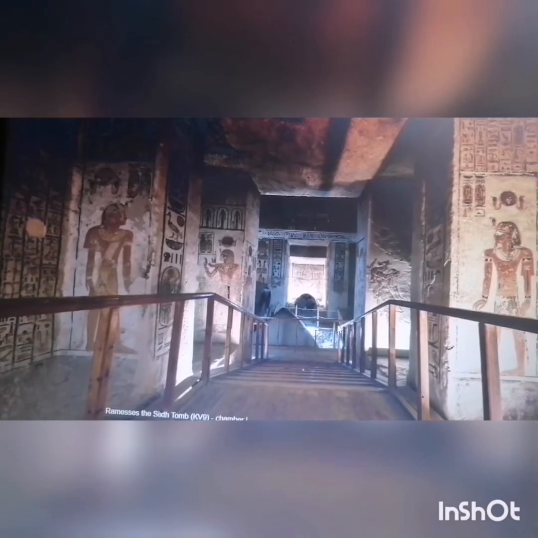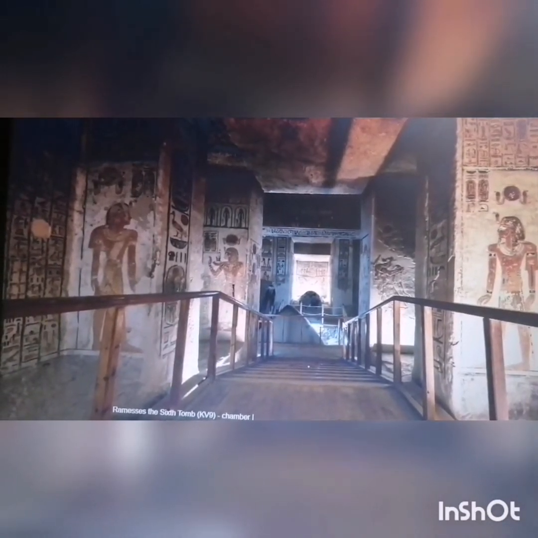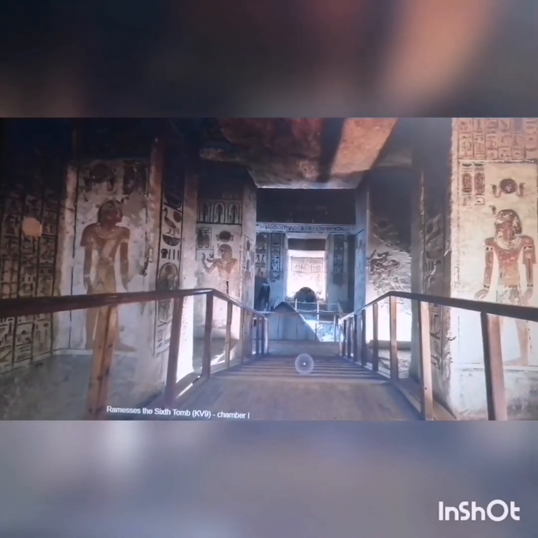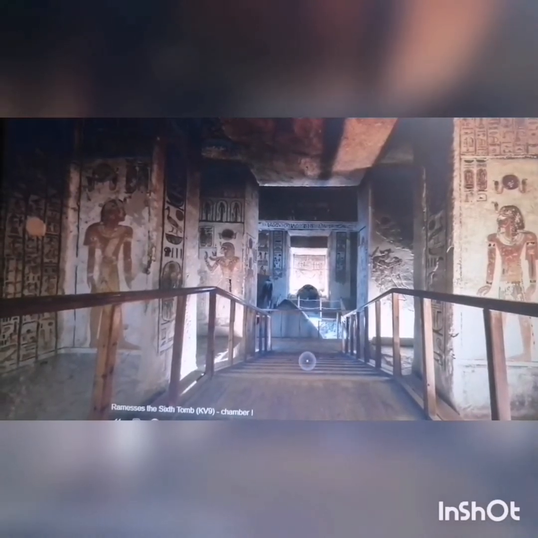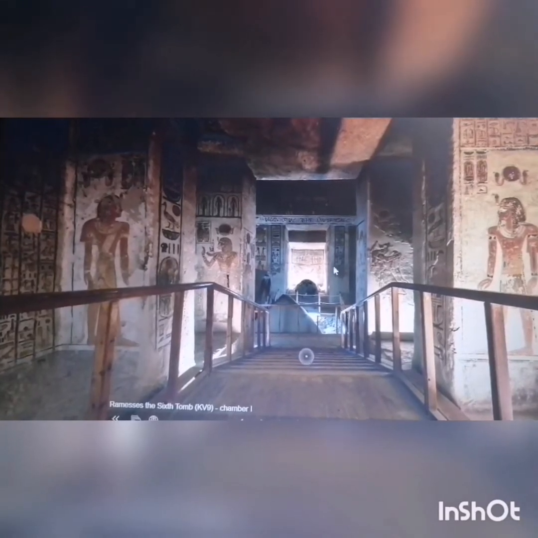This part is chamber 1. On the wall you can see the Book of Life. It shows the resurrection of Osiris. In the tomb, the pillars show Ramses with four gods. On the walls, the Books of Life. Day and night are shown, the representatives of the heavens.